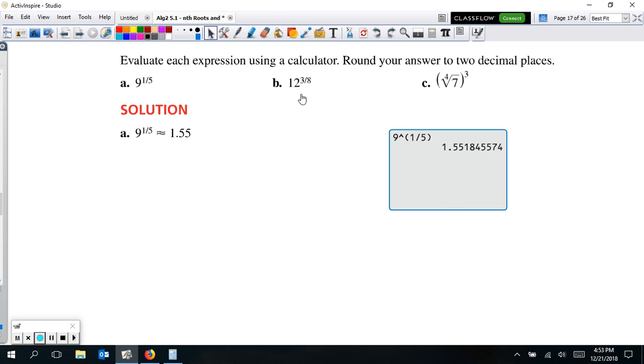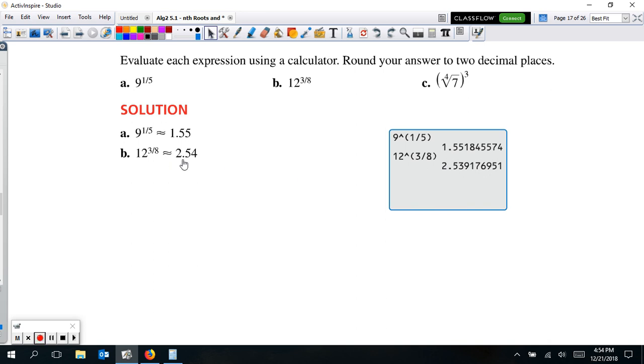Same thing here on this one. We're not going to be able to figure out the 8th root of 12, so we just need to use the calculator on this one. So type this one in as 12, then the exponent button, and 3/8 is your exponent, and then enter, and you'll get this decimal, rounding it to 2 decimal places.